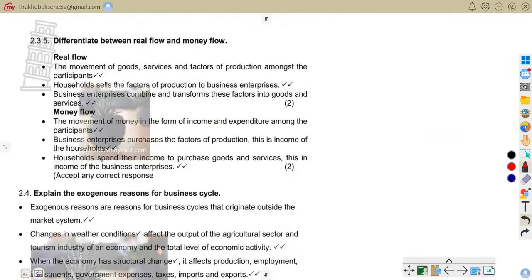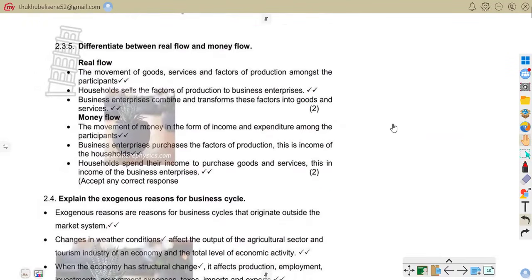So here we are, where we are to differentiate between real flow as well as money flow. So let us start by real flow. So as it says, real flow is the movement of goods, services, and factors of production amongst the participants. Meaning to say, this refers to the physical flow of resources and products in the economy.